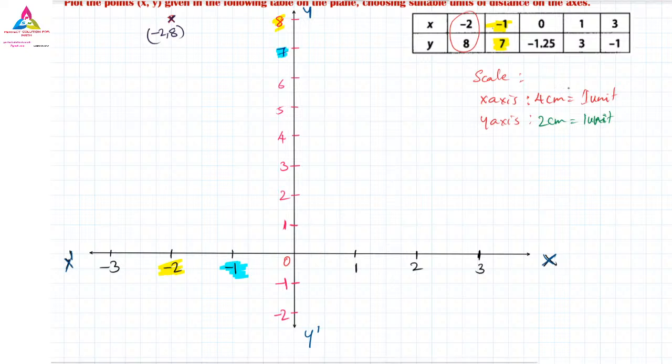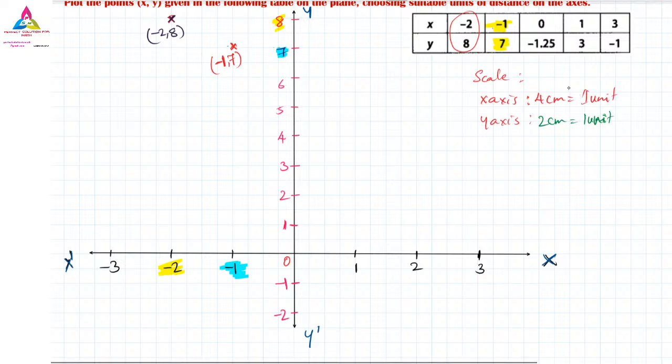If we continue both the lines this way, they will intersect at this point. So this is our point, that is nothing but minus 1 and 7. This is the next point for us. After marking the point, erase those lines. Okay, these are the 2 points now.